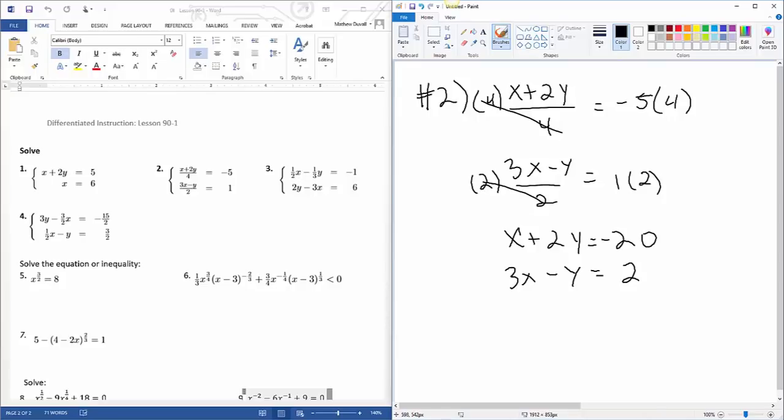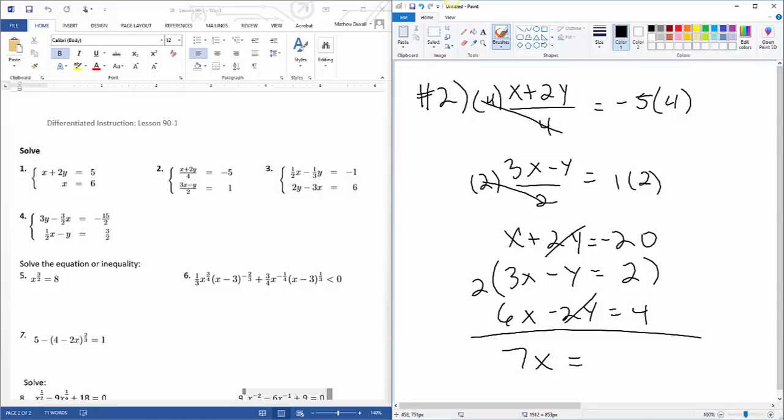And now I can use the elimination method. So I'll multiply this entire row by 2. So then when I add these together to create a new equation, and then you can go ahead and work on it from there.